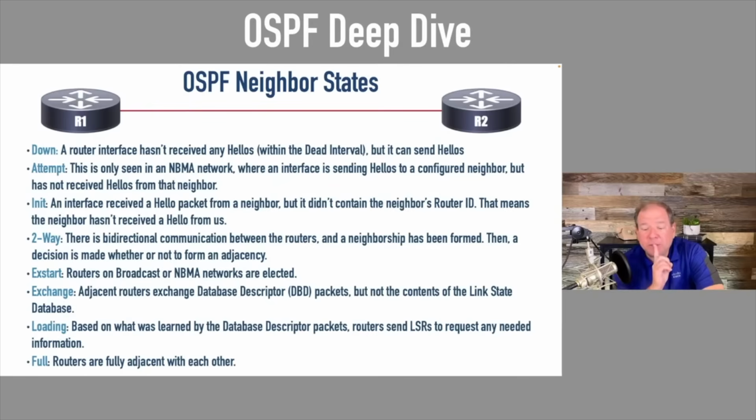But sometimes you'll be looking at your neighbor states. It might say two-way. That's totally fine. That just means that, yeah, this is a neighbor, but you don't have an adjacency with it.